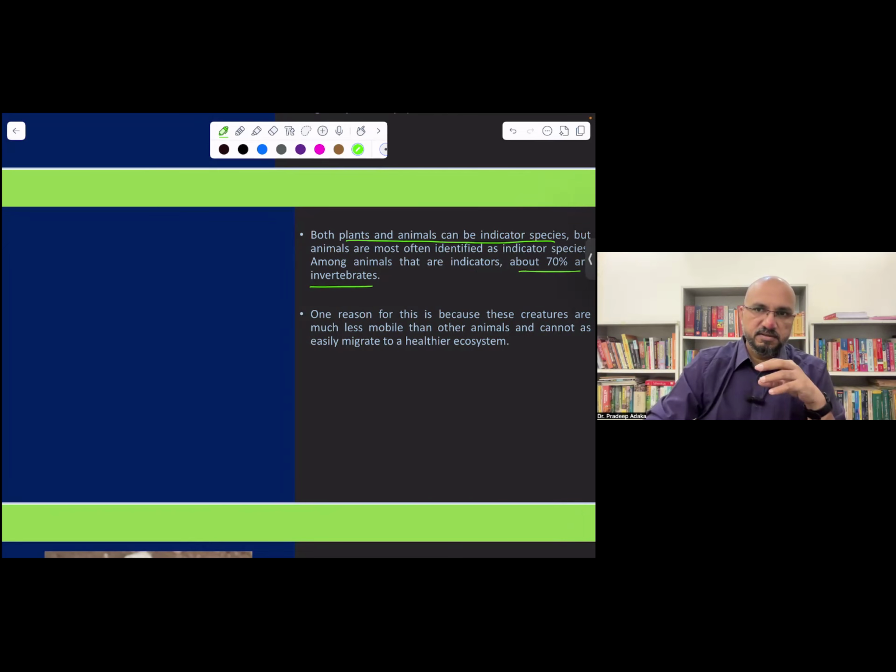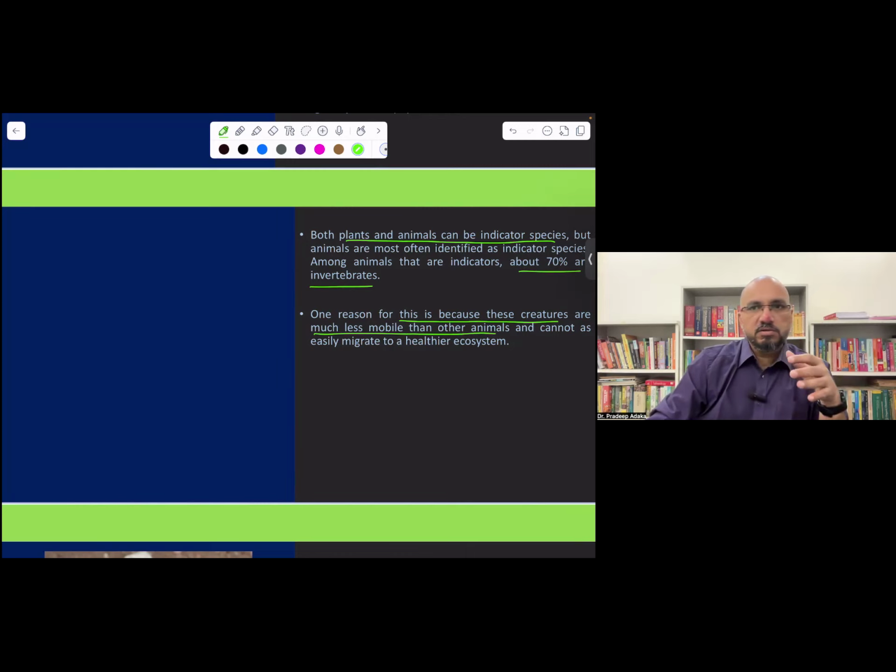Snails, slugs, snails, bivalves, earthworms. Okay, so plants, animals, both can be indicator species. Majority of the indicator species are animals, and that too invertebrates. So one reason for this is because these creatures are much less mobile than other animals.